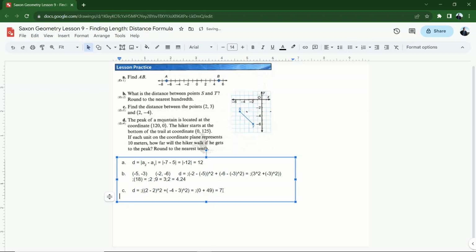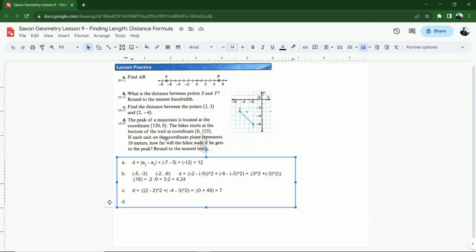All right, letter D. In letter D, we're going to be working a real world problem. The peak of a mountain is located at the coordinate (120, 0). A hiker starts at the bottom of the trail at coordinate (0, 125). If each unit on the coordinate plane represents 10 meters, how far will the hiker walk if he gets to the peak, round to the nearest tenth?